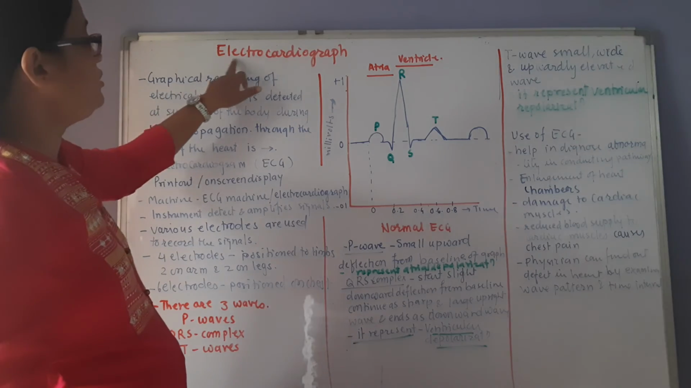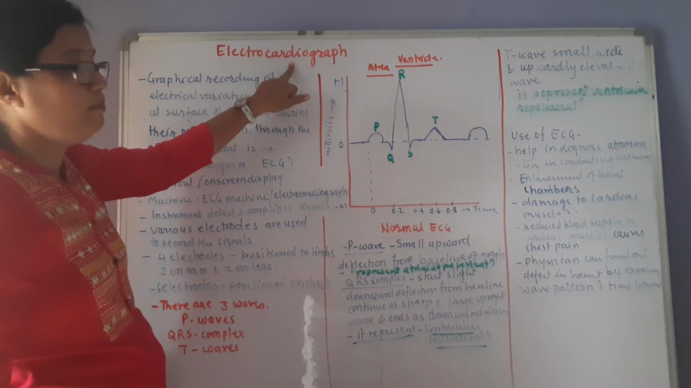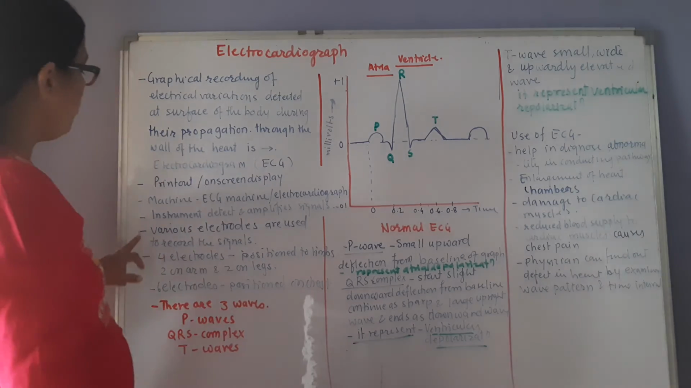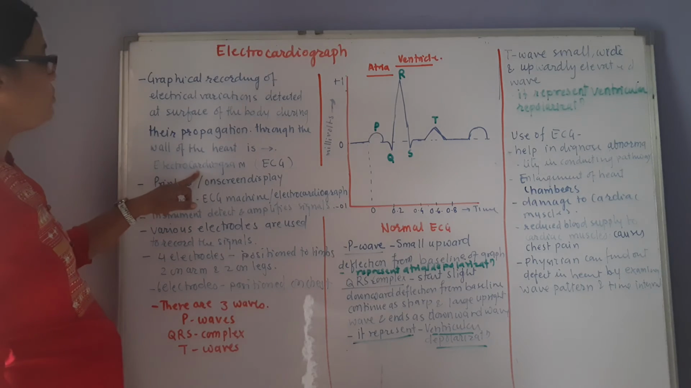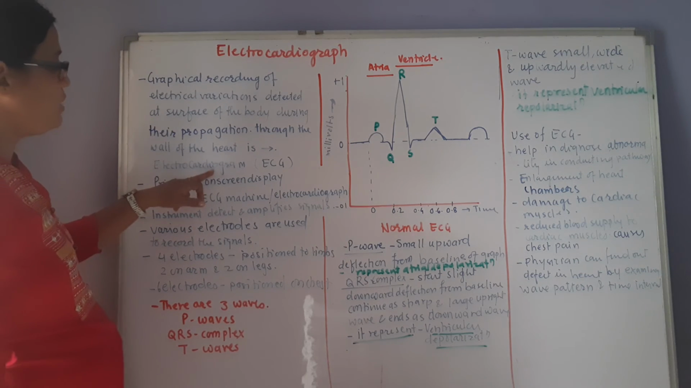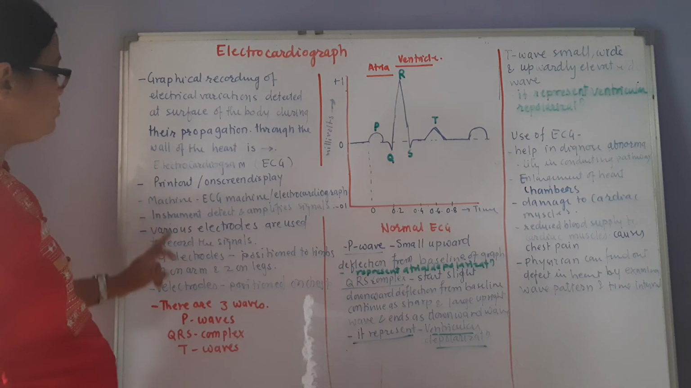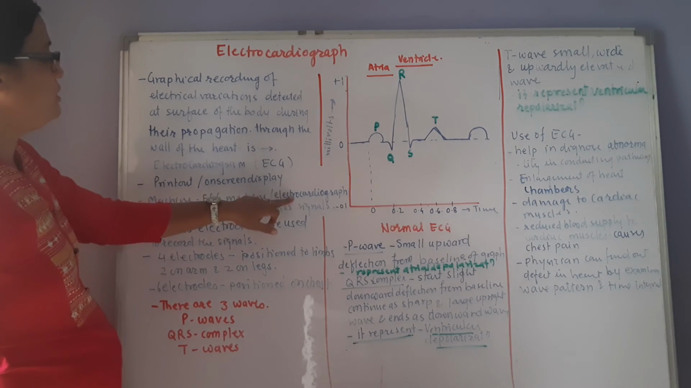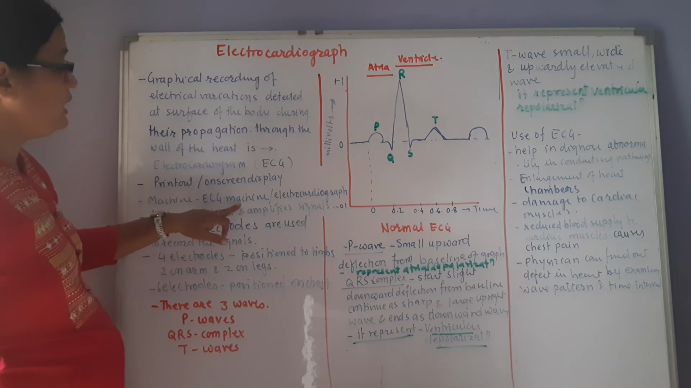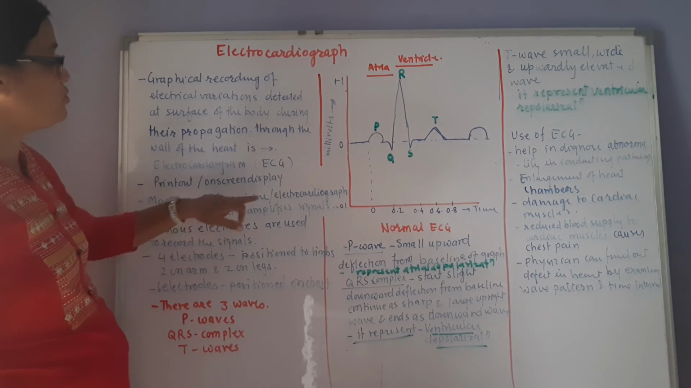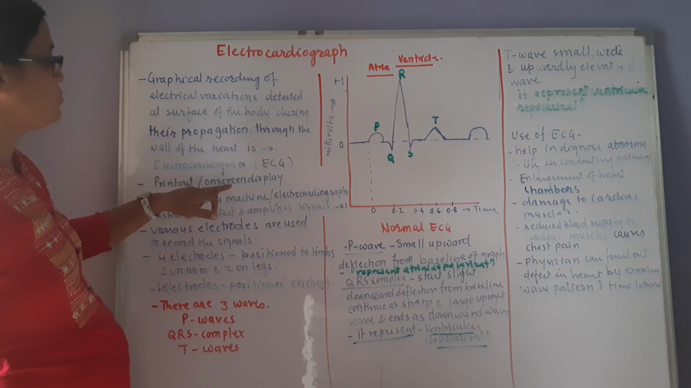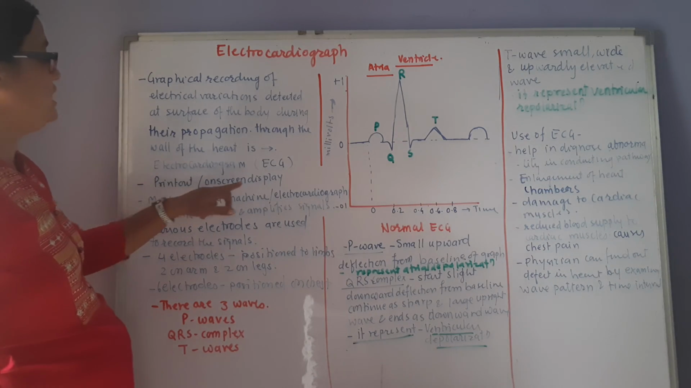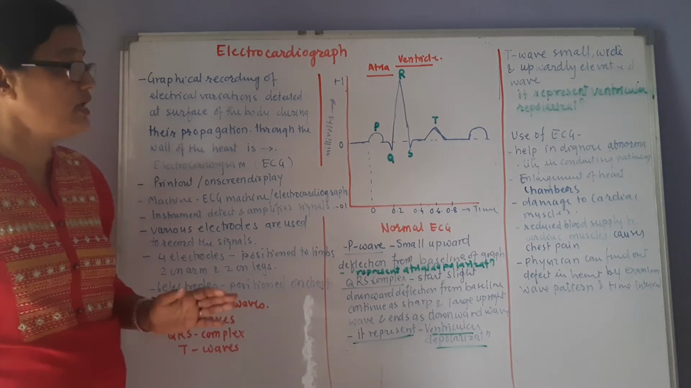So what is that? Electrocardiograph. It is a recording on the paper. The recording is called the electrocardiogram, and the process is called electrocardiography. The ECG machine is called the electrocardiograph, and the electrocardiogram is printed out or displayed on screen. Right, that's it about the ECG.